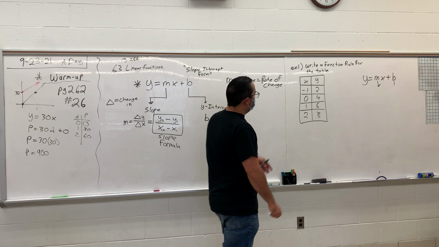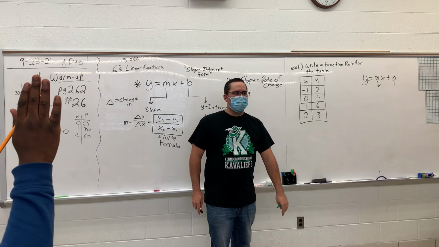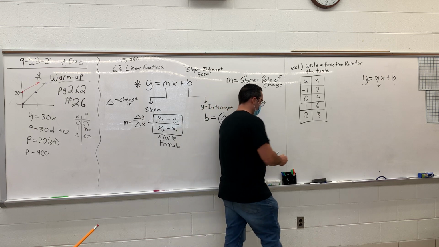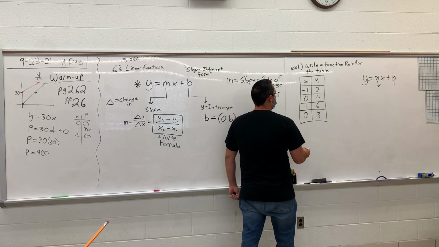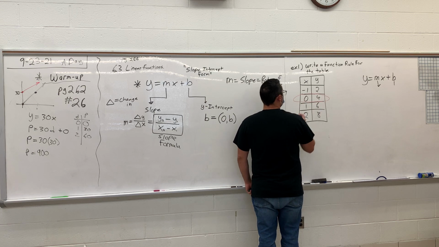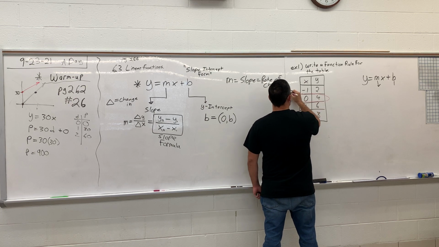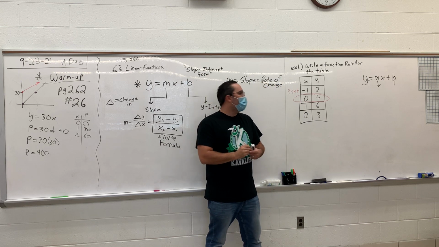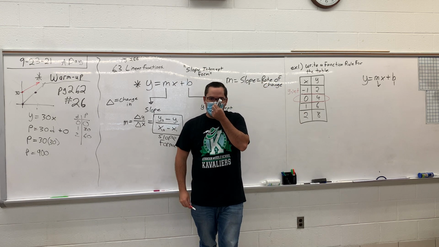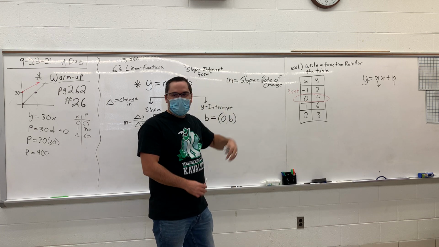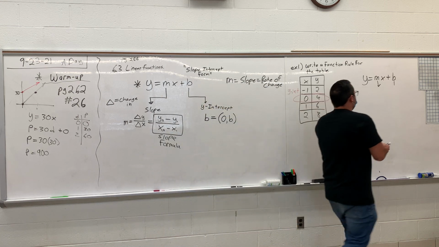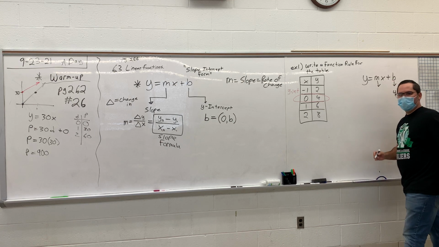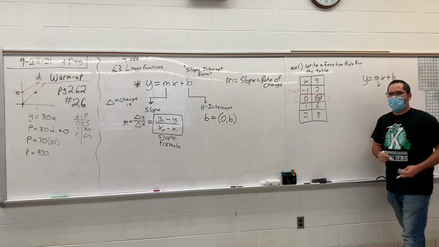So looking at this table, can anybody tell me what my y-intercept is? Yes? 4. And how do you know that it's 4? Because the x-axis is 0. Good, this is your y-intercept, because the y-intercept is when x equals 0. So boom, we're done with the y-intercept. And remember, we're only worried about the y value.